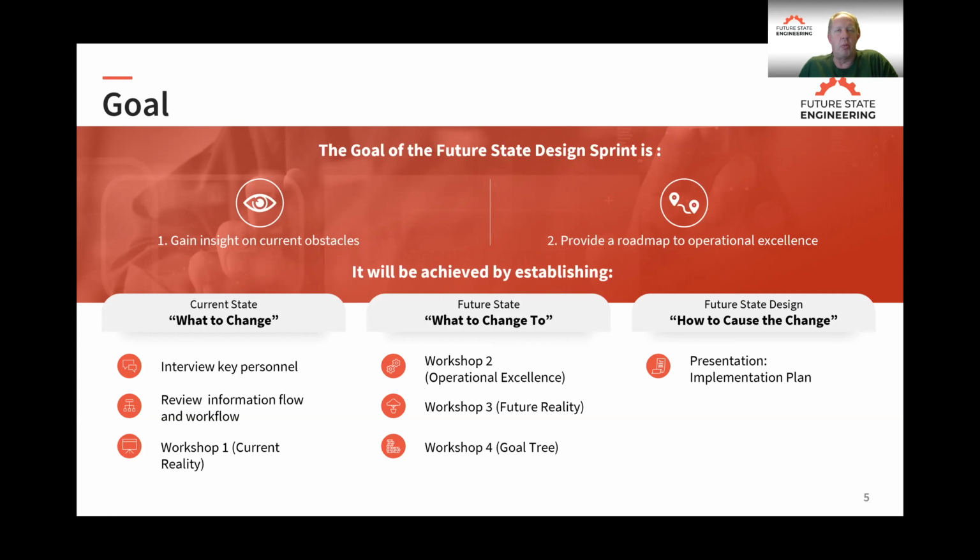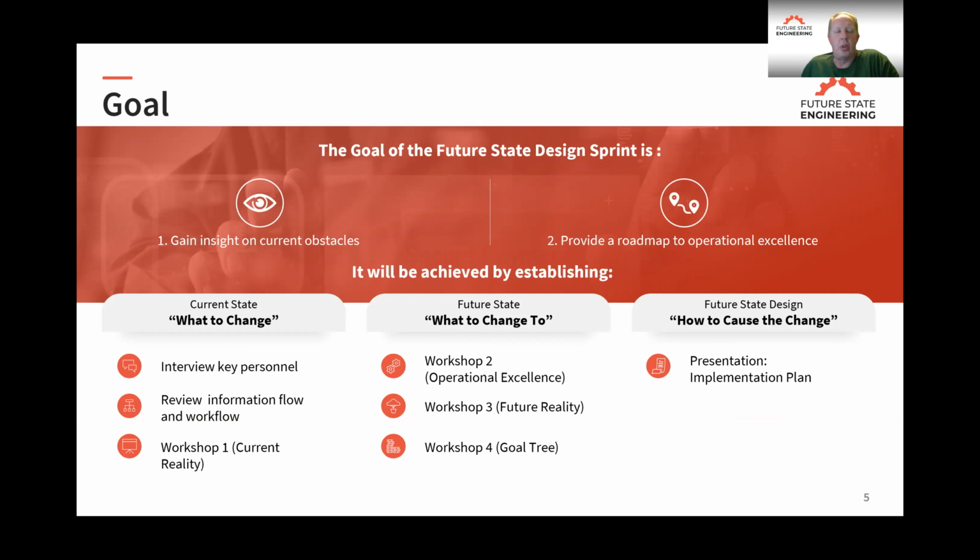Once we do that, we'll present the information back in a half-day workshop that states how the information and current workflow flows in the organization from the interviews, and also a current reality tree that defines all the issues in your company and then what we see as the root causes to those.